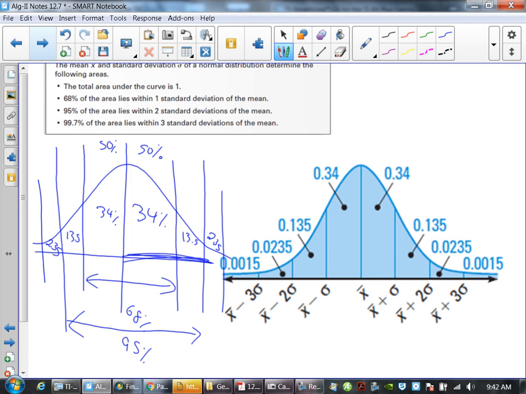Wait, so after 13.5, it's 2 point what? 2.35, and then out at the very end, it's 0.15. Why is it 2.3? Oh, because it goes to 99.7. From here to here is 99.7. I'll draw this up a little bit cleaner. So you see percentages.